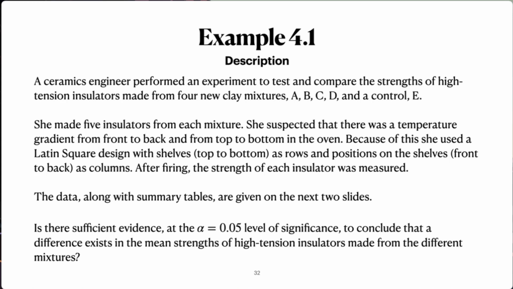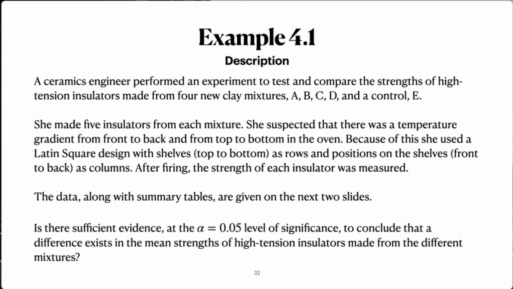She suspected that there was a temperature gradient from front to back and also from top to bottom in the oven. Because of this, she used a Latin square design with shelves, top to bottom, as rows, and positions on the shelves, that is front to back, as columns. After firing, the strength of each insulator was measured. The data, along with summary tables, are provided on the next 2 slides.